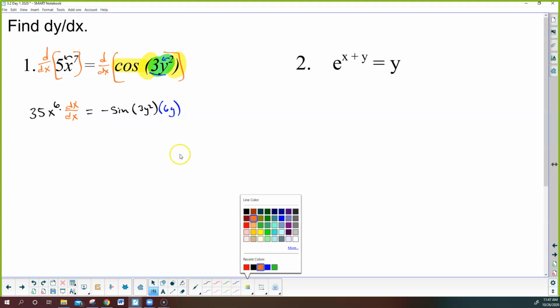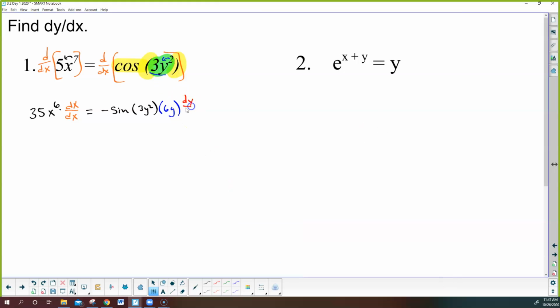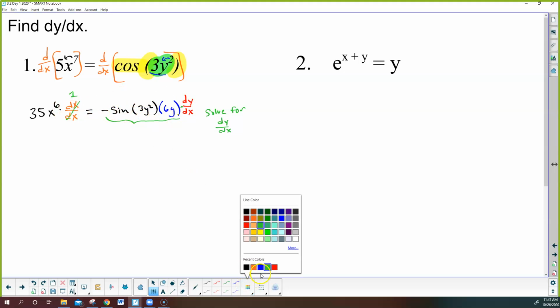But then notice, what did I do? I took the derivative of y. So there's where the dy dx comes into play. Well, what's going to happen? Dx turns into 1. And then I just have to solve for dy dx. So I need to get this dy dx by itself, which means all of this is times dy dx. I'm going to just divide both sides by this whole piece.